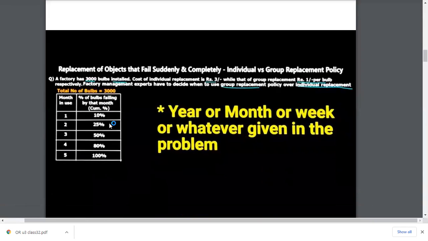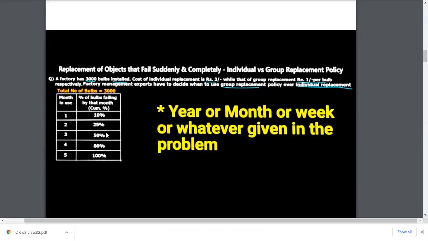So, replacement: a factory has 3000 bulbs installed. Cost of individual replacement: for individual replacement each bulb costs 3 rupees, while for group replacement the cost of each bulb is 1 rupee. So for 3000 bulbs it costs only 3000 rupees, because each bulb costs 1 rupee for group replacement. We will compare which is best, either the group replacement policy or the individual replacement policy. Whether year or month or week, whatever is given in the problem, we solve it.